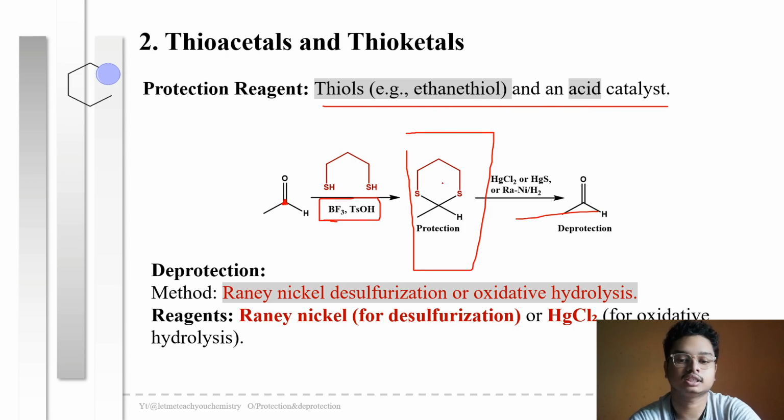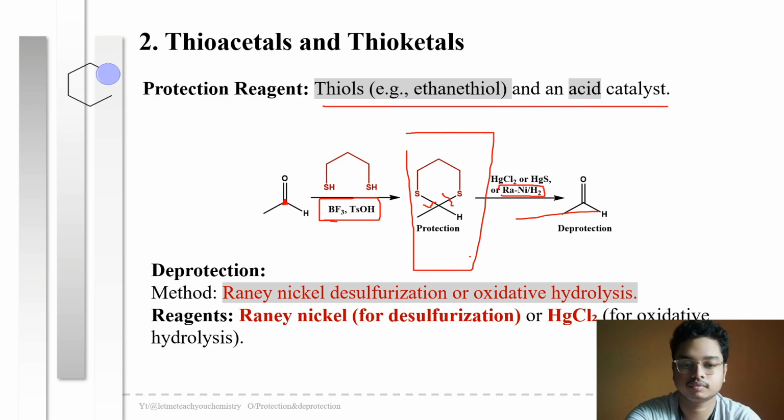And after protection, the deprotection strategy is very unique here. For deprotection, you either use Raney nickel desulfurization or oxidative hydrolysis. For desulfurization, Raney nickel and hydrogen can be used, and for oxidative hydrolysis, mercuric chloride or HgS can be used to deprotect the thioketals.